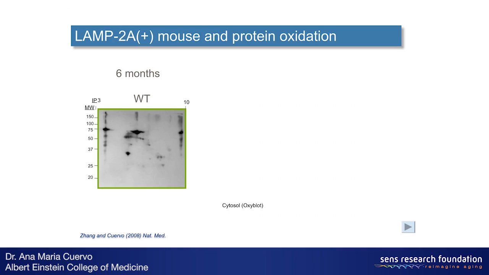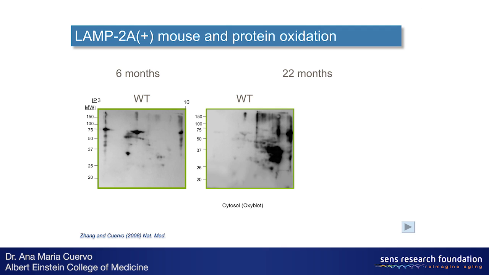And the first thing that we looked at was the level of oxidized proteins, because we have previously shown that chaperone-mediated activity is required for the elimination of oxidatively damaged proteins. So if you look here, this is a two-dimensional gel of the cytosol of a young animal, and we have used a probe that allows us to identify oxidized proteins. Each spot corresponds to an oxidized protein. If we compare young animals of 6 months old with old animals 22 months old, that will be equivalent to an 80-year-old person.